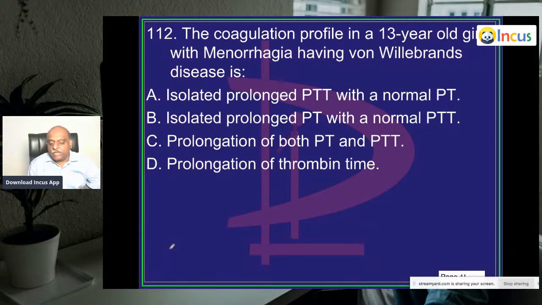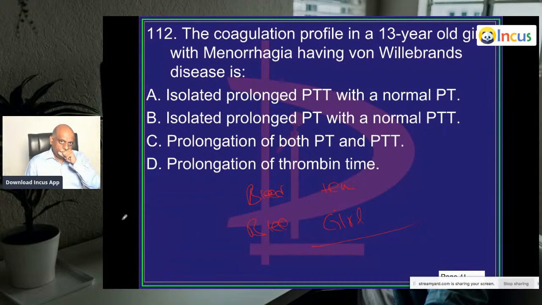A 13-year-old girl with menorrhagia, increased bleeding. Always remember, a bleeding diathesis in a boy, think of hemophilia. But bleeding diathesis in a girl, think of von Willebrand. Because von Willebrand is not X-linked. That's the reason it is not an exclusive problem of boys. So any girl with bleeding diathesis, you will think of von Willebrand.